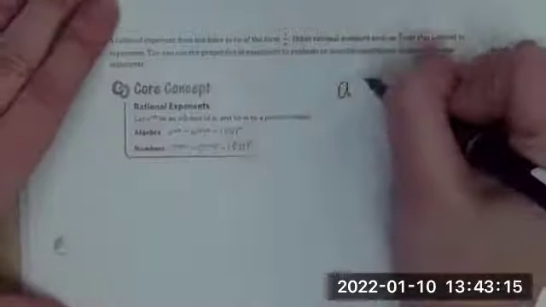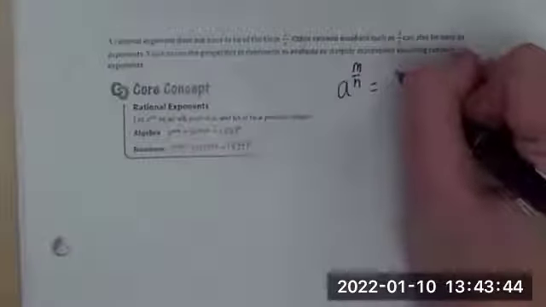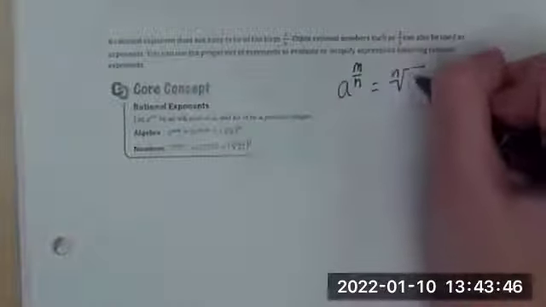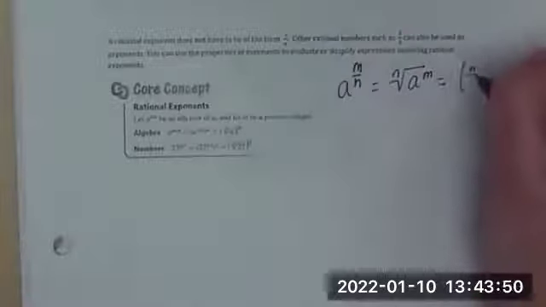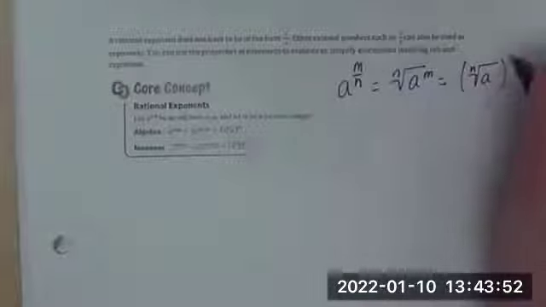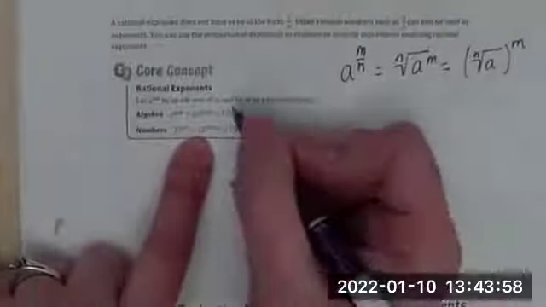Now, the other day, we talked about rewriting expressions when we had them in the form of a to the 1/n, which is the same as the nth root of a, or a to the m/n, which is the nth root of a to the m, or we can get a little fancy and write it like this. So what does all this mean? Well, let's take a look at this example.